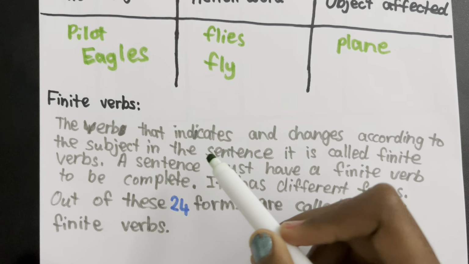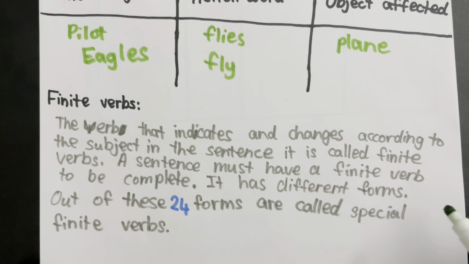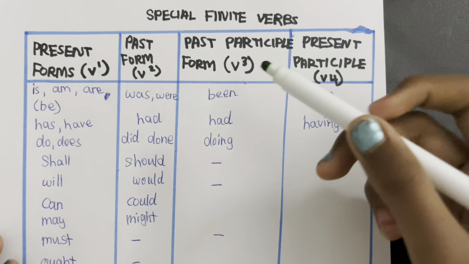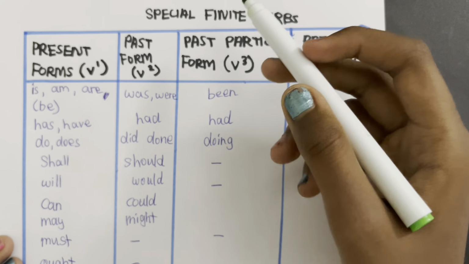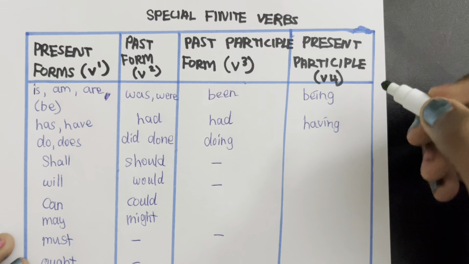The verb that indicates and changes according to the subject in the sentence is called a finite verb. A sentence must have a finite verb to be complete. It has different forms, and out of these, 24 forms are called special forms. Let's see some special finite verbs: present form, past form, past participle form, and present participle form.